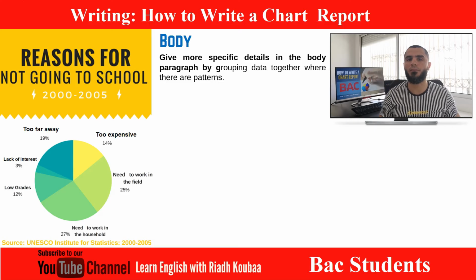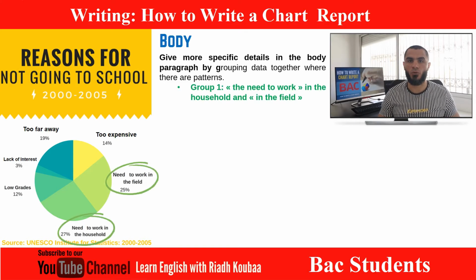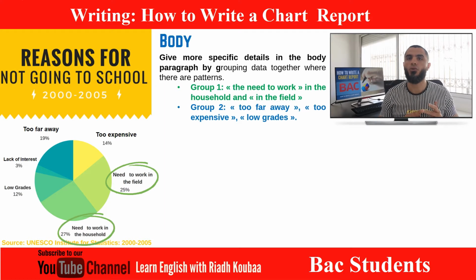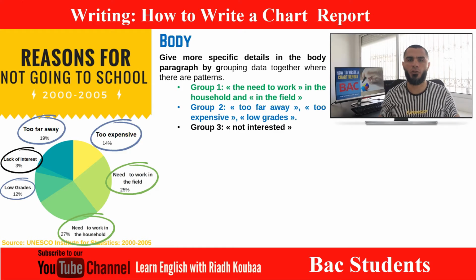So group number one, the first one, is the need to work in the household and the need to work in the field. The second group is too far away, too expensive, and low grades. And finally, the last group is not interested. To do that, you need to learn two important words.